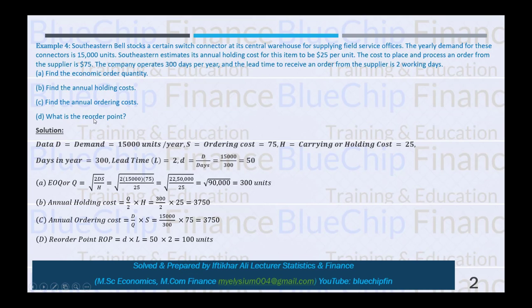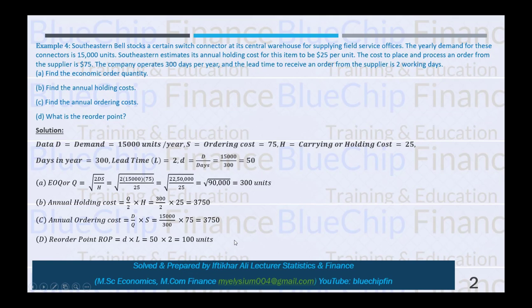And the fourth one is reorder point. Reorder point or ROP is lowercase d multiplied by L. What is lowercase d? Lowercase d is demand divided by days. So your demand is 15,000 units, and total days taken under consideration is 300. So your lowercase d is 50, and lead time is 2 working days. So 50 multiplied by 2 equals 100 units.